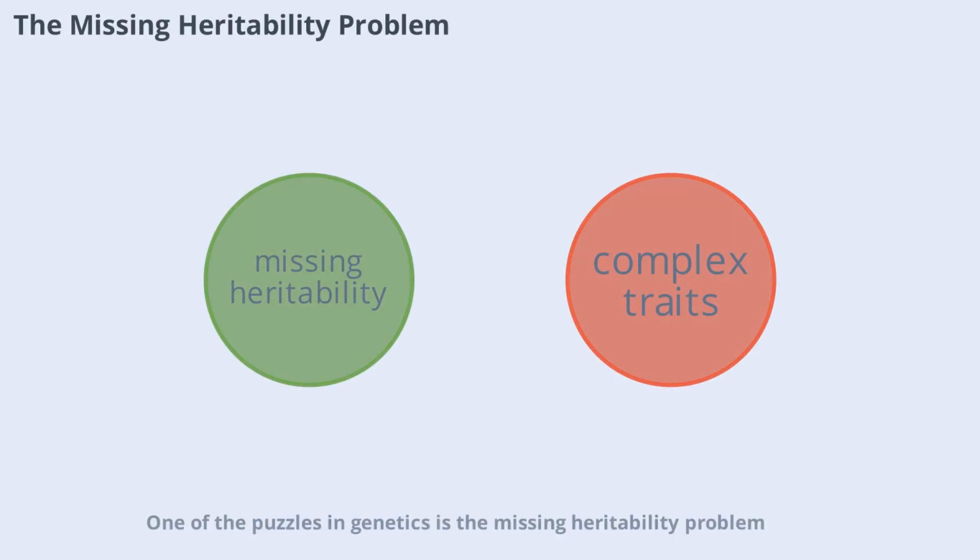One of the puzzles in genetics is the missing heritability problem. GWAS often finds that identified variants account for only a small portion of the genetic contribution to complex traits. This suggests that many genetic factors remain undiscovered, possibly due to rare variants, gene-gene interactions, or limitations in current methods.